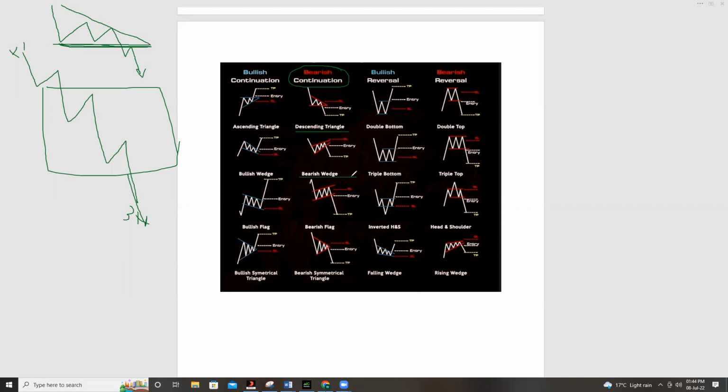Then we have the bearish wedge. Now for a wedge, again, remember it narrows to the top side. So the market is coming from the top, gets there, and when it gets to the narrow part, it breaks, retests, and continues.